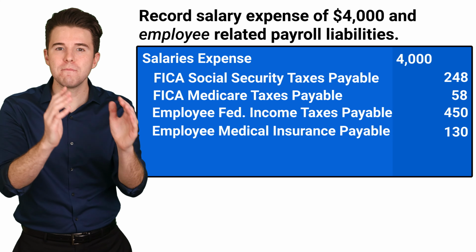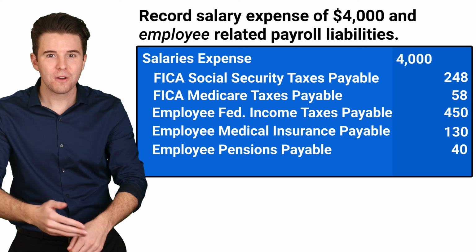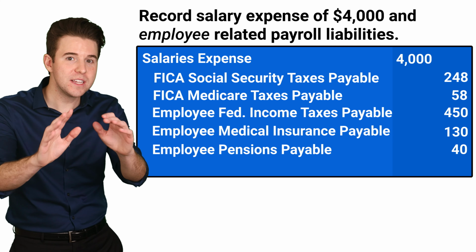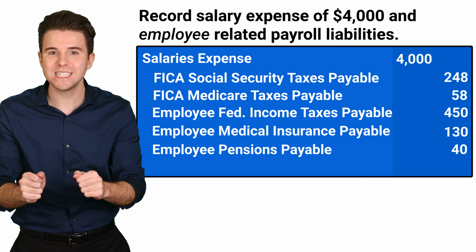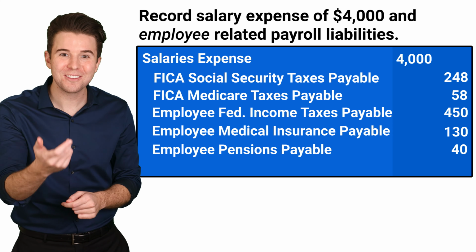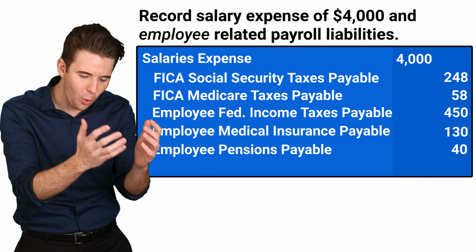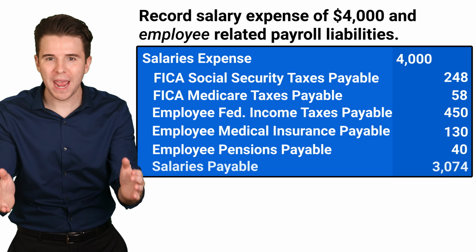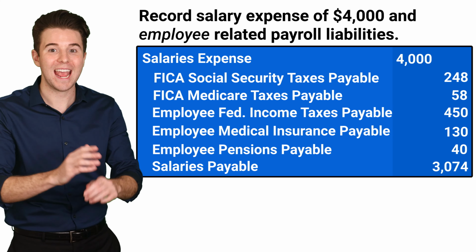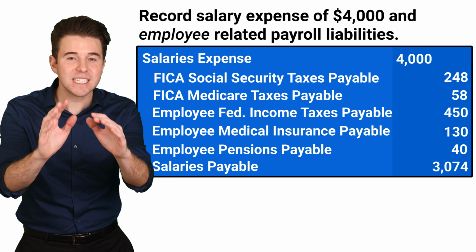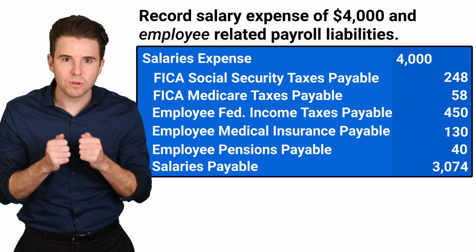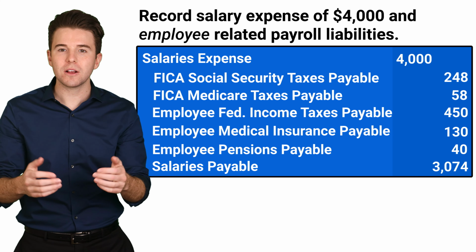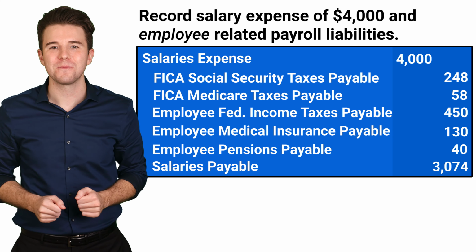Next, credit employee pensions payable for $40. This is an amount withheld from an employee's salary to contribute to the employee's retirement plan or pension. Last, credit salaries payable of $3,074. This is the net pay the employee will receive after the employer sends payment to their account.